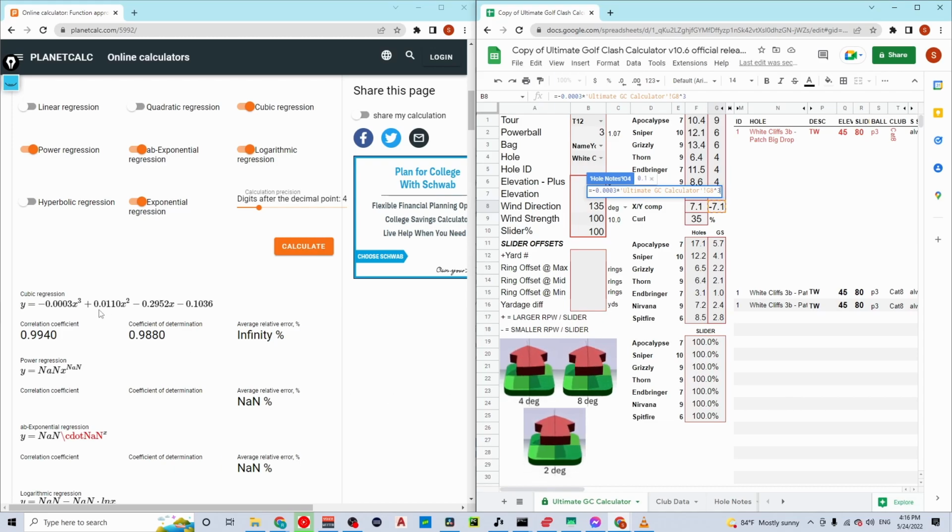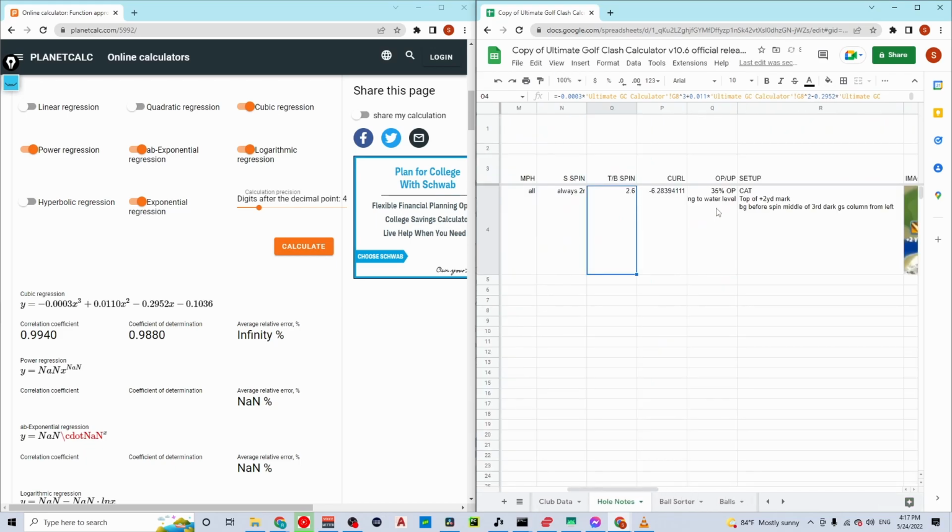Okay. The next one, you've got to say plus 0.0110 times x again, and that's going to be to the second power, caret 2. Then minus 0.2952 times x again, then minus 0.1036. Enter. And that's it. Now that's our top spin, backspin.